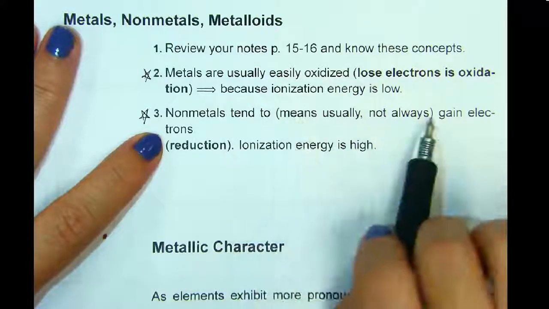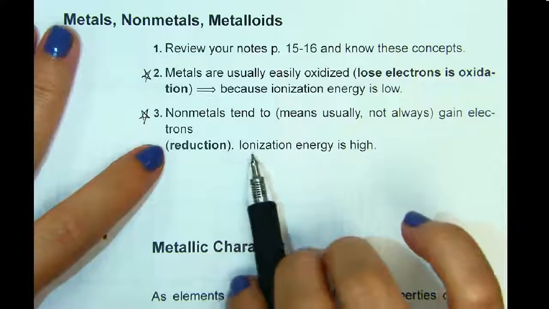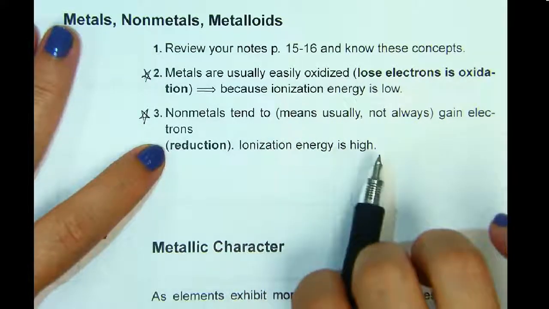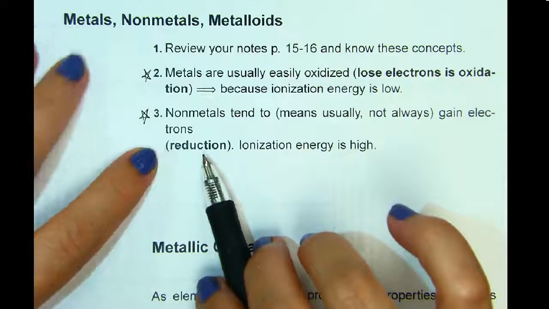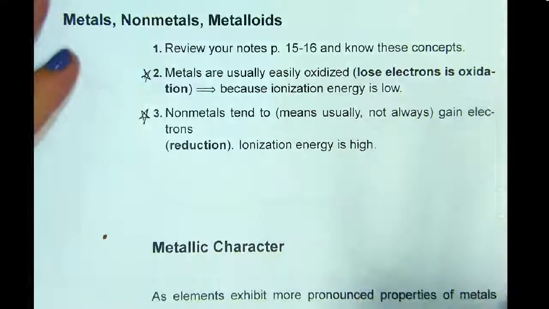Nonmetals are going to tend to gain electrons, not always, just usually, and so this is because the ionization energy is high and it undergoes reduction. So notice I've starred these two, and you can expect to see questions about this in your Moodle quizzes.